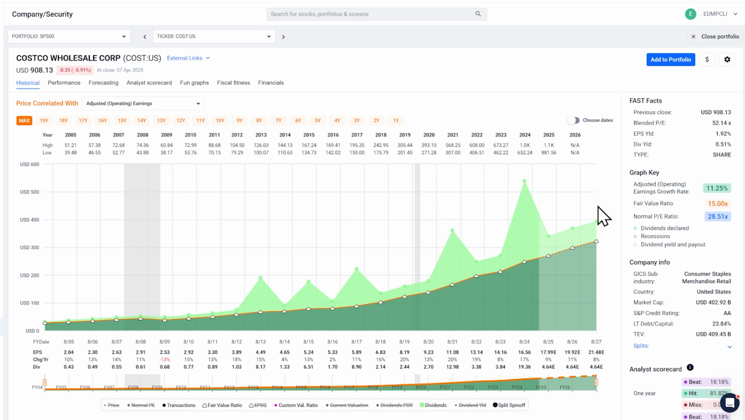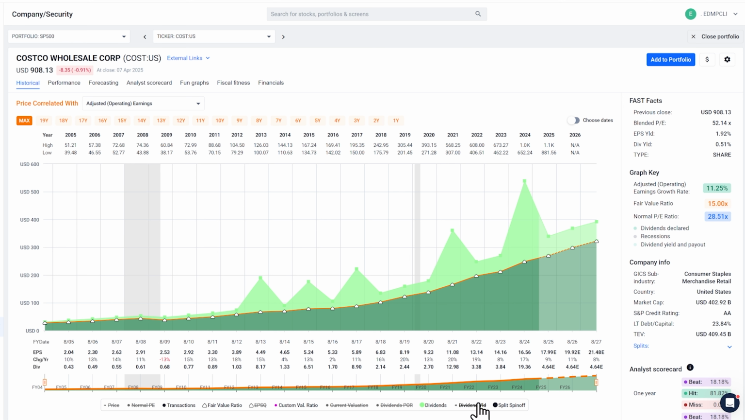11.25%. Now, an 11% grower would technically indicate a 15 PE ratio for fair value, which would be a 6.67% yield. But this is a AA rated company with less than 24% debt. So the market has, almost understandably, normally put a premium valuation on the stock.